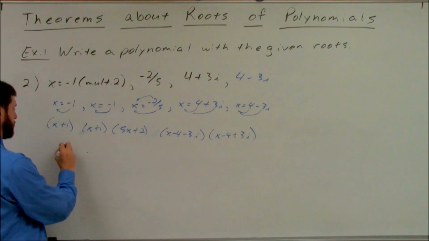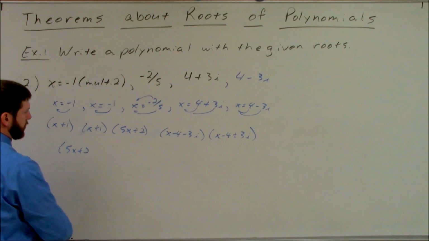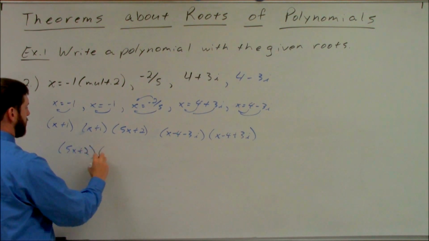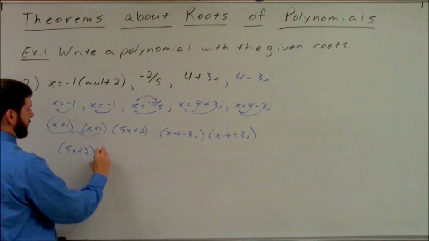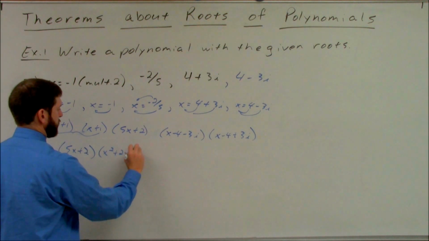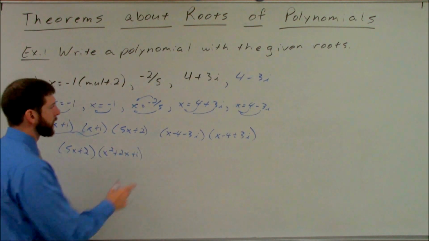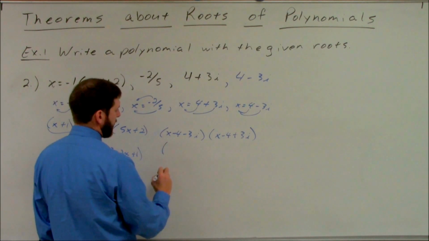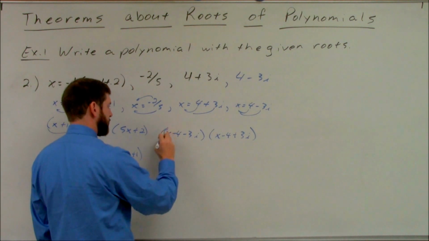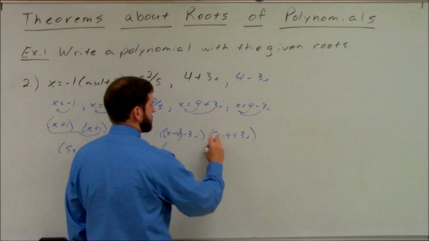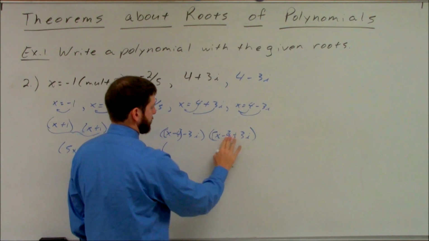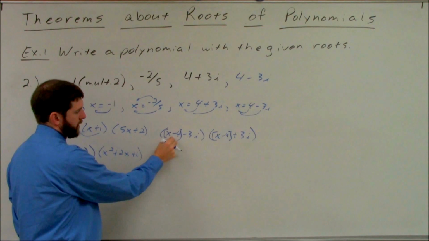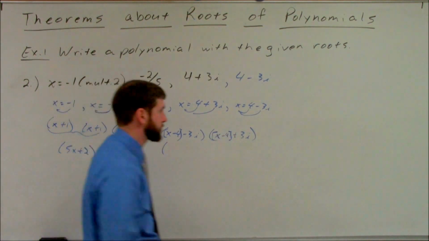I'm going to put these two together, so I'll put my 5x plus 2 on the outside. When we put those two together, we get x squared plus 2x plus 1. It's just your perfect square trinomial. I'm going to show you a little different way to look at this. We could look at this as x minus 4 minus 3i and x minus 4 plus 3i.